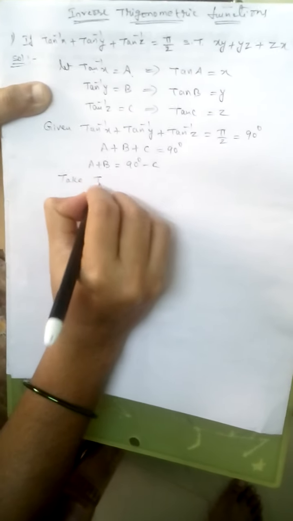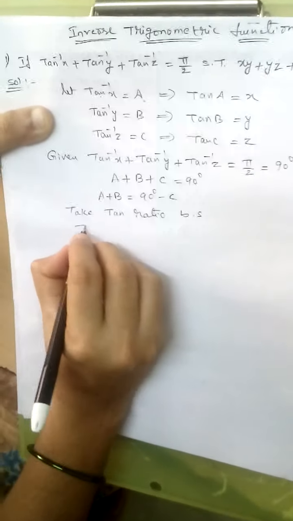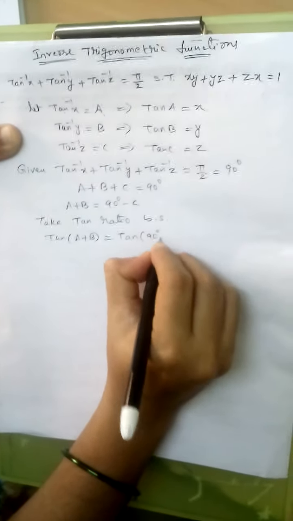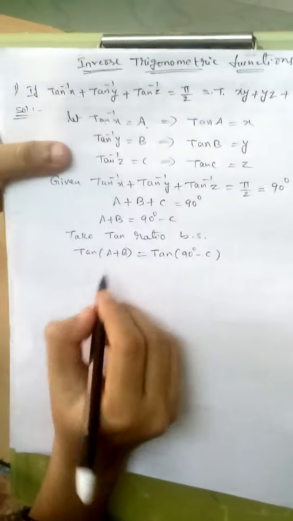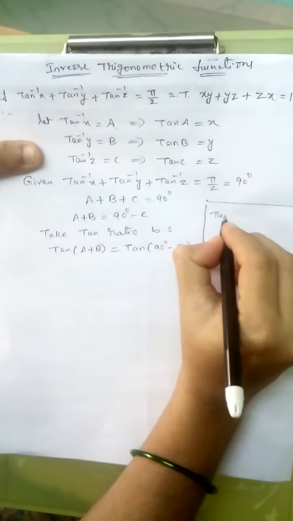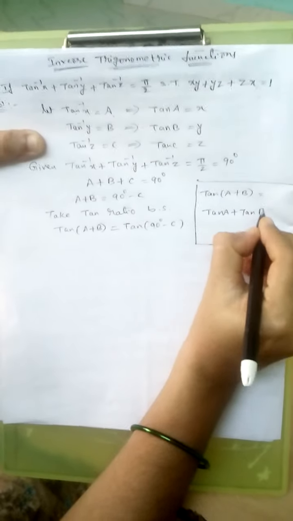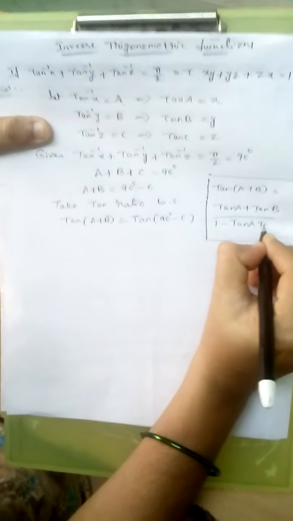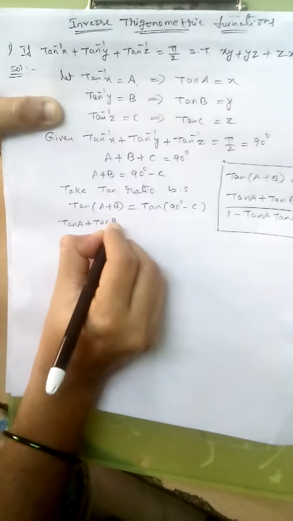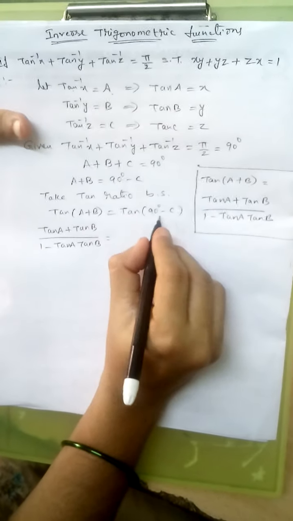Take the tan ratio on both sides. Tan of A plus B is equal to tan of 90 degrees minus C. Now we know the formula for tan of A plus B. I will write the formula here: tan of A plus B is equal to tan A plus tan B by 1 minus tan A tan B. Now substitute this formula here: tan A plus tan B by 1 minus tan A tan B is equal to tan of 90 minus C.